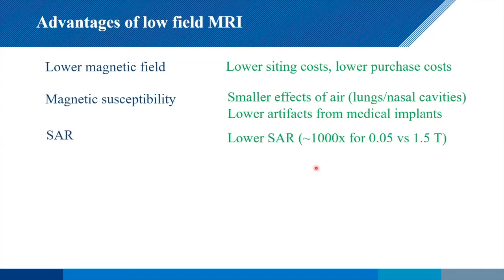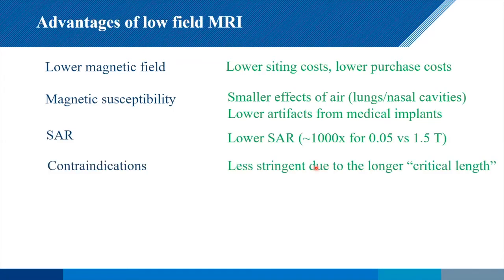SAR, we almost don't have to worry about. Contraindications, again, if things are in the body, whether that's medical or that's coming from violence or other things like that, then this longer critical wavelength, the λ/2 inside the body, means that we really don't have to worry about RF heating from that point of view. Gradient noise, it's almost silent, not quite, but it's pretty quiet due to our reduced Lorentz forces.